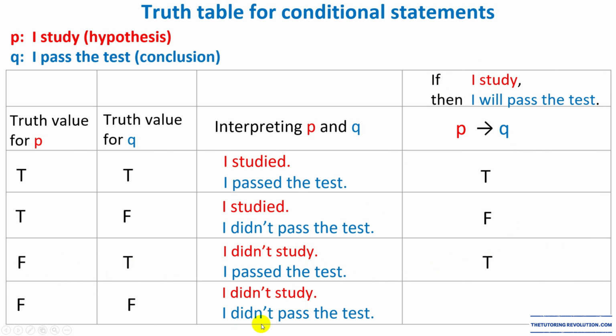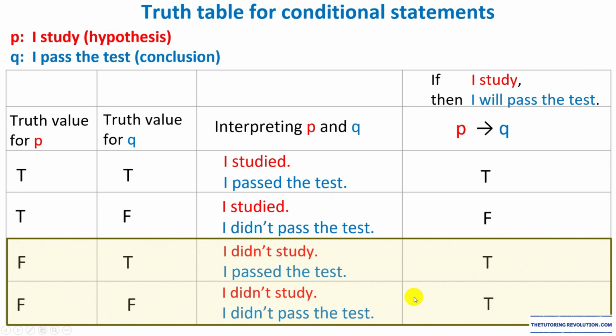If I didn't study and I didn't pass the test, so if both of them are false, that doesn't affect this statement because this statement only cares about the situation when the first one, the hypothesis, is true. If I study, if this is true, then this happens. But if I didn't study, it doesn't say anything about the situation where I didn't study. Therefore, this statement still is true if the hypothesis is false. So this still will be true. Okay? So in these two cases, where the hypothesis is false, the statement is not affected.